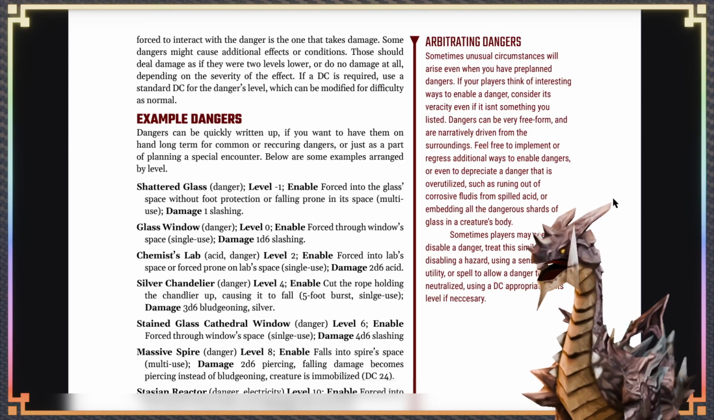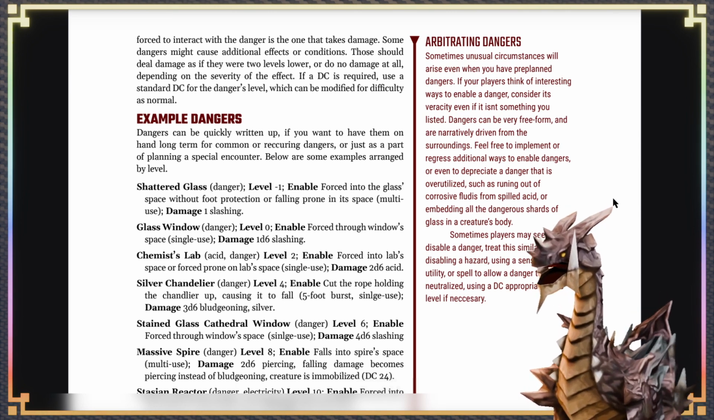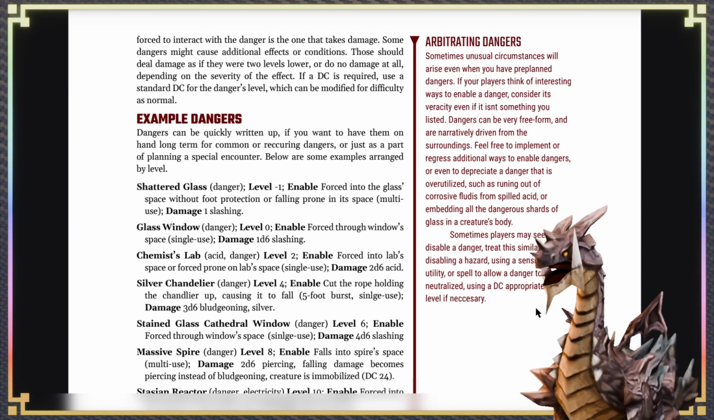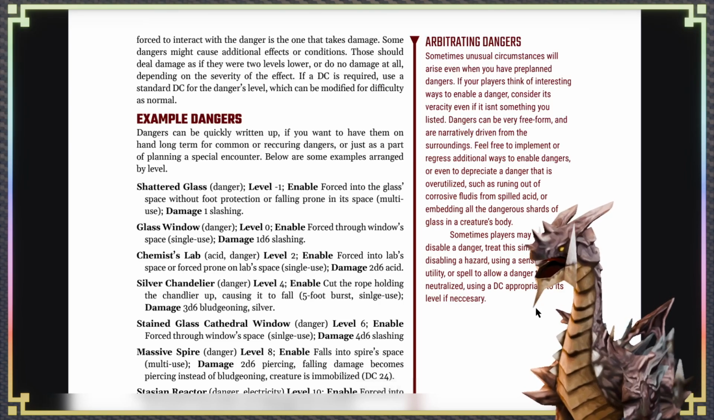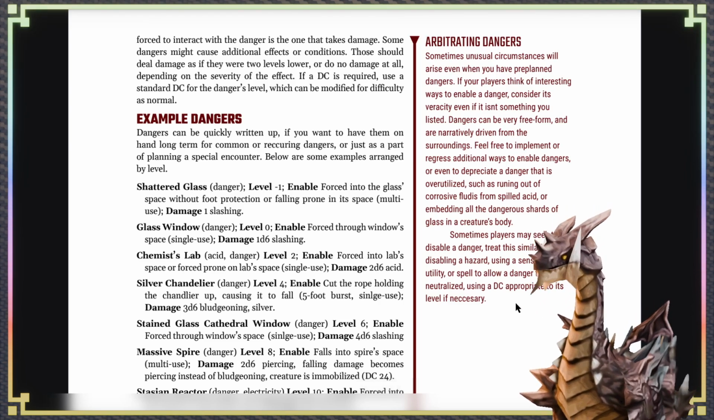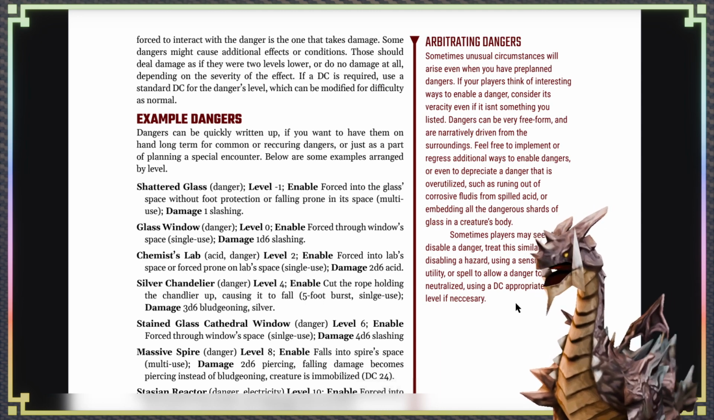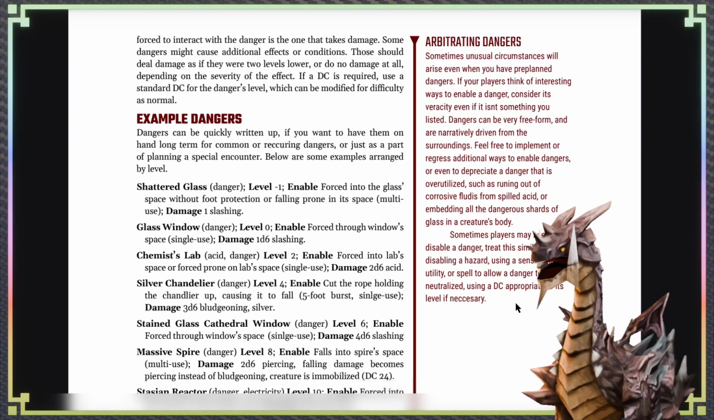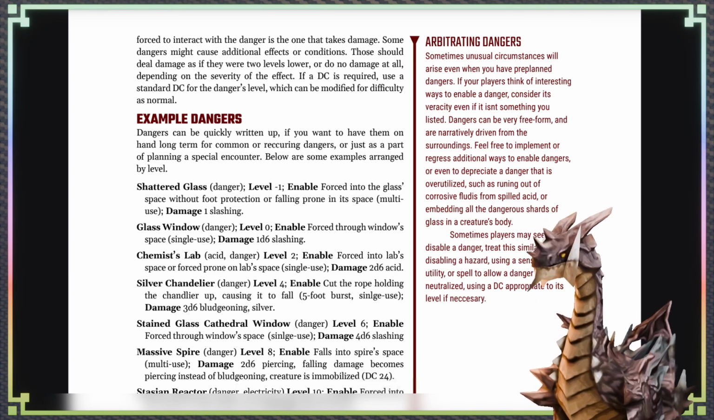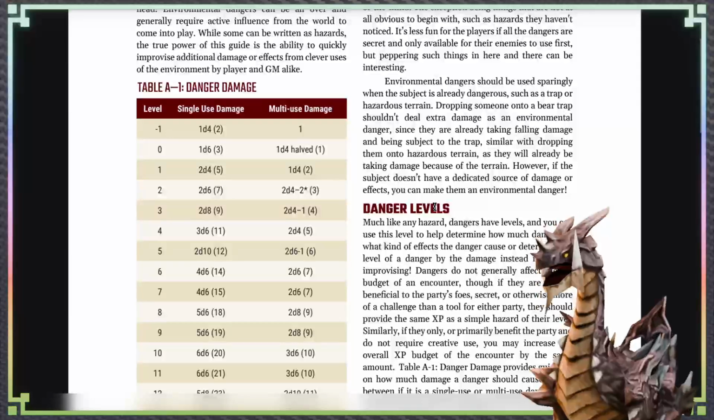Treat this similarly to disabling a hazard, using a sensible skill, utility, or spell to allow a danger to be neutralized, using a DC appropriate to its level if necessary. But if somebody wants to use hydraulic push to put out some searing hot coals that have been spilled across the ground, let them. This is all about creative use. So creative use of your environment includes creative use of disabling the environment. So let's go check out the table right quick.